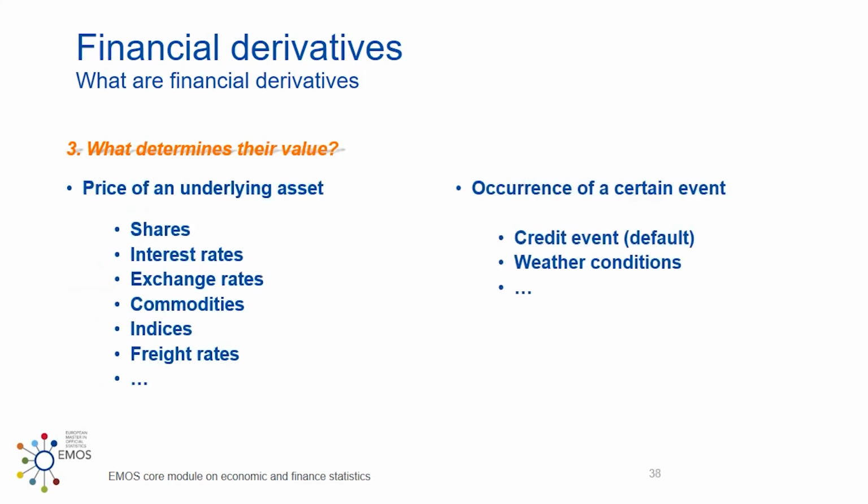What determines the value of financial derivatives? Talking about pricing, first and foremost, I would say, is the price of the underlying asset. As mentioned before, that can be a wide variety of things, but that we would expect: shares, interest rates, exchange rates, commodities, and so on, indices, very common, freight rates.